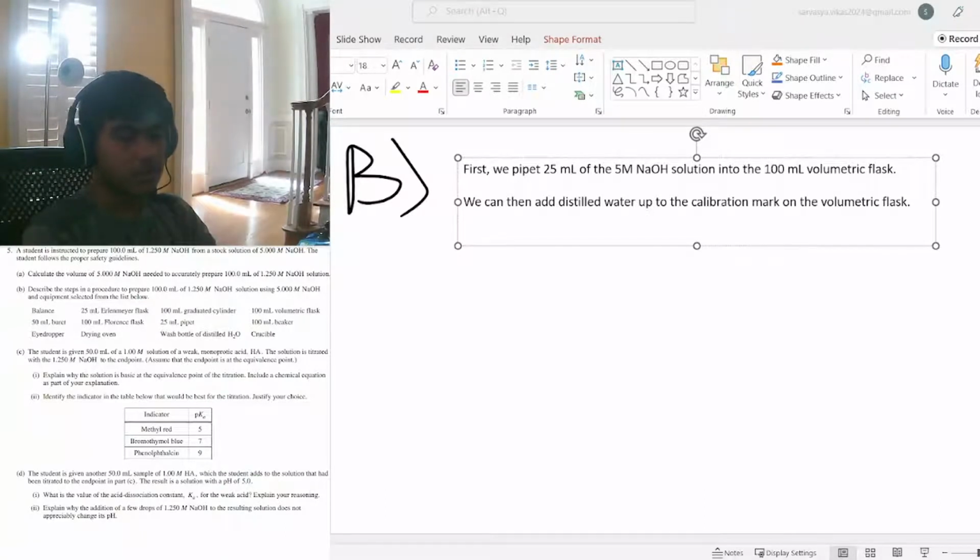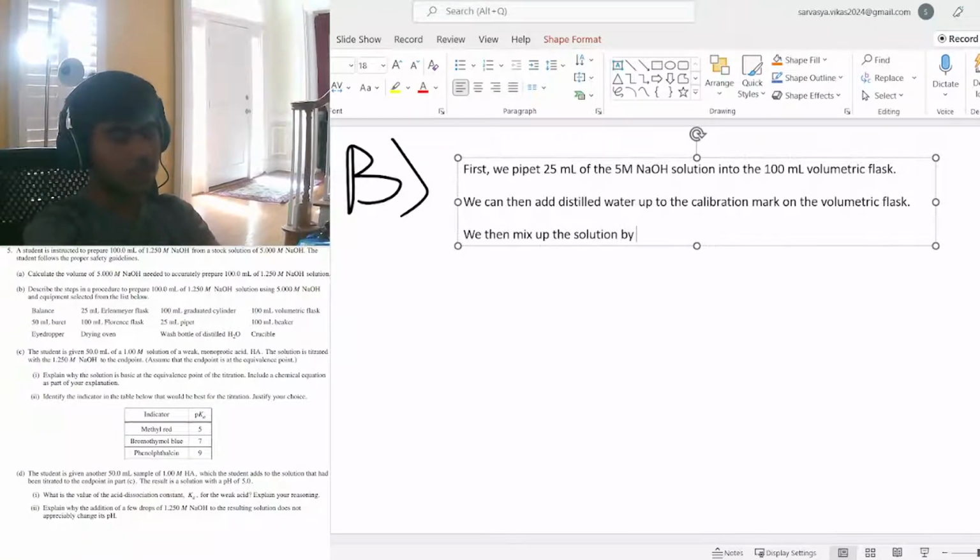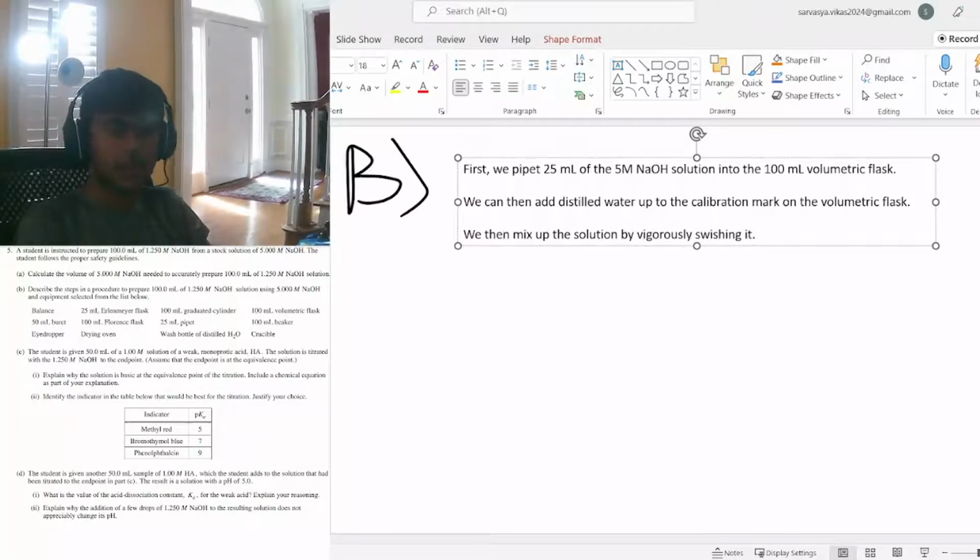And then what? Well, then we need to make sure that it's a uniform solution. So then we mix up the solution by vigorously shaking it. Alright, so now this is how we would go about doing this.